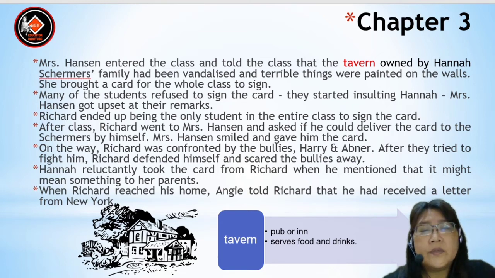Tavern. Tavern is a pub or an inn, and a tavern serves food and drinks.